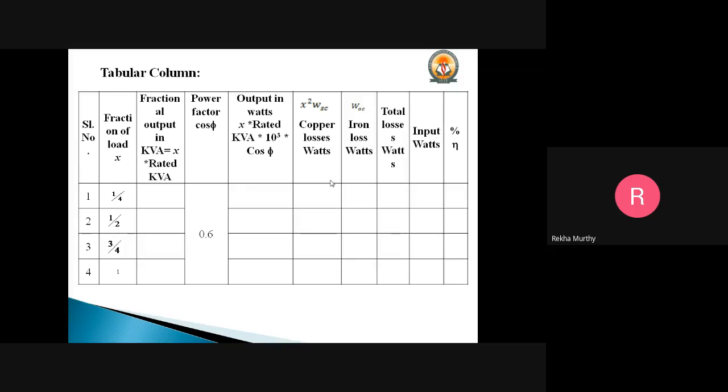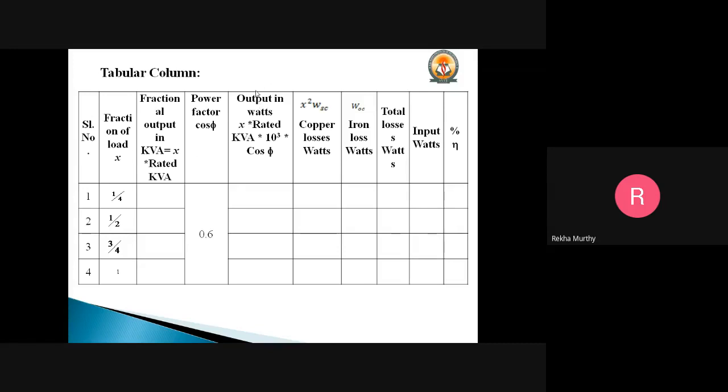Then here our aim is to find out the efficiencies, the input and the output. So what will be the input and what will be the output? As you all know, this output we have to calculate in watts. Before that, you should have an example. What is a power factor?